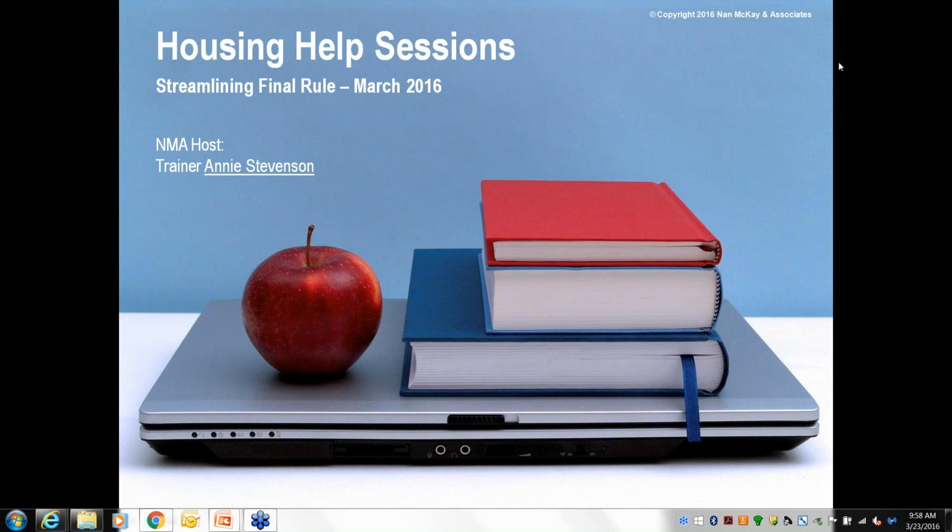Second change. HUD is now giving you the option of accepting self-certification of compliance with the community service and self-sufficiency requirement. This is optional. You could continue to require third-party verification. I'm not sure why you would. Now, of course, if you decide to accept self-certification and there's something you think is questionable, of course you're supposed to investigate and look into that.